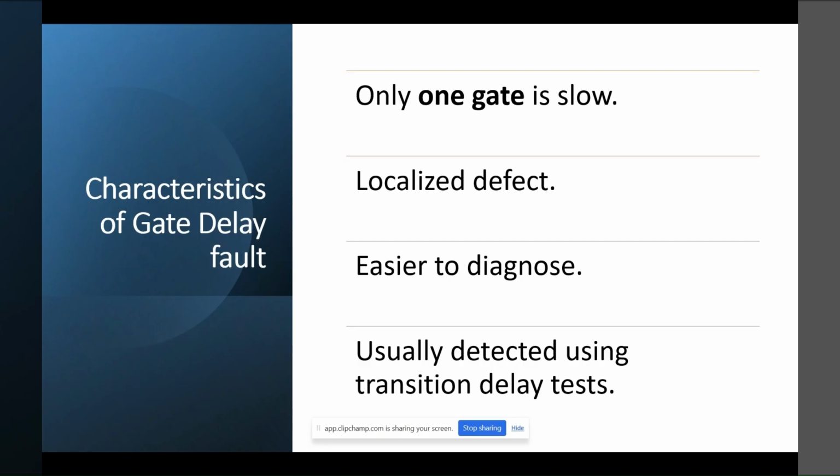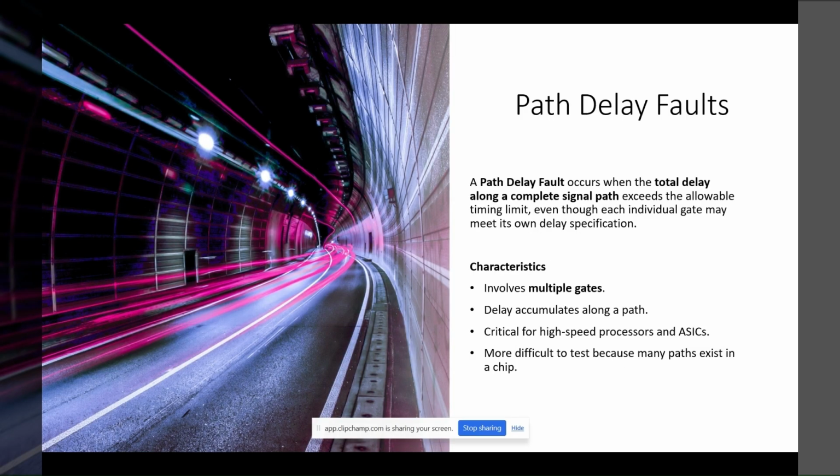The main deficiency of the gate delay fault is that it can be used only to model isolated defects, not distributed defects. For example, several small delay defects may occur. So this is the main deficiency of the gate delay fault. Coming to the path delay fault, it occurs when the total delay along the complete signal path exceeds the allowable timing limit, even though each individual gate meets its own delay specification.